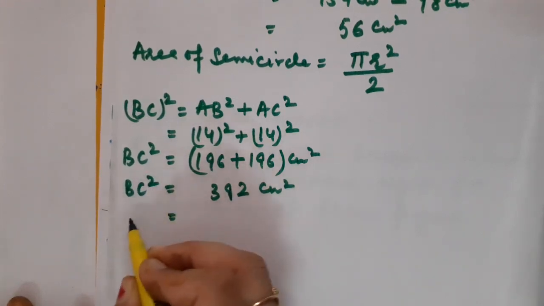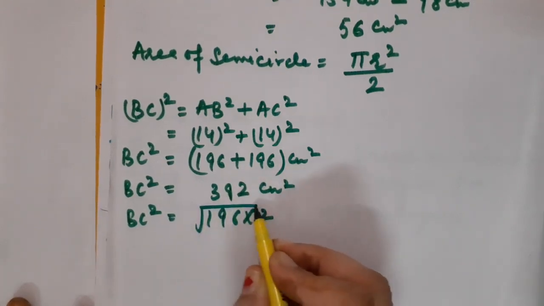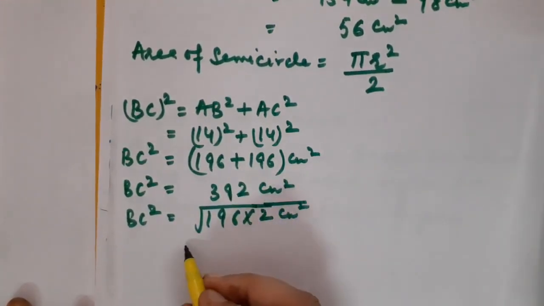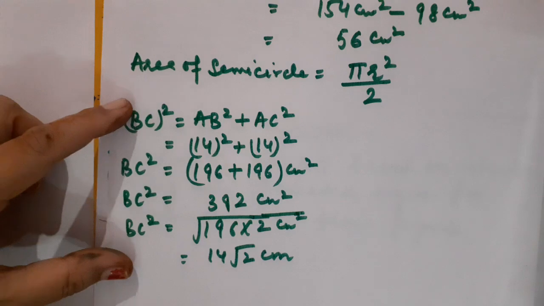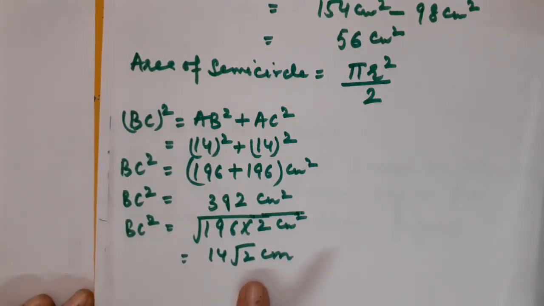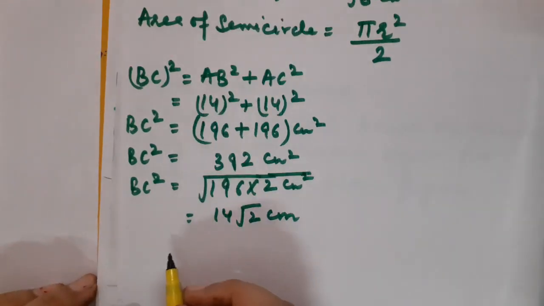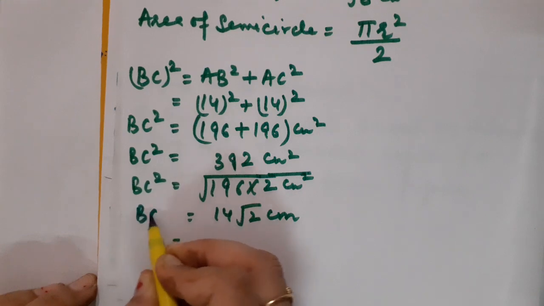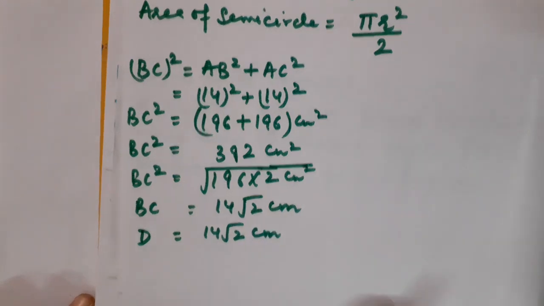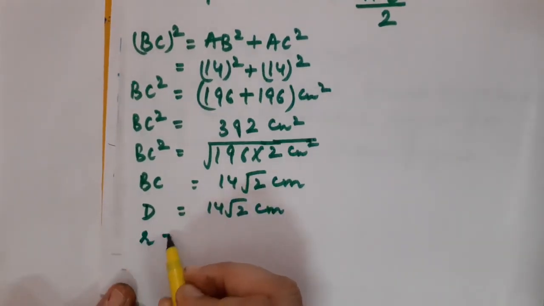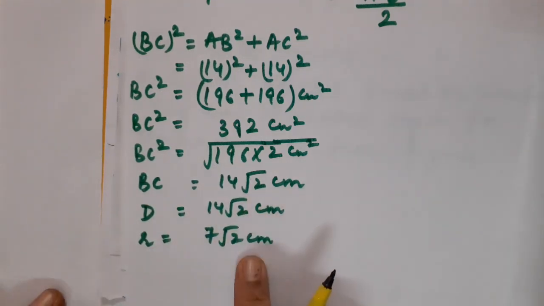This is BC square. Now I am going to break it. Can I write it 196 into 2? Then its whole under root with centimeter square. So it would become 14 root 2 centimeter. Correct? This is nothing but the diameter of the semicircle, but I want radius. So what will be the radius of this? You can denote it by small r. It would be 7 root 2 centimeter, because radius is nothing but the half of the diameter.